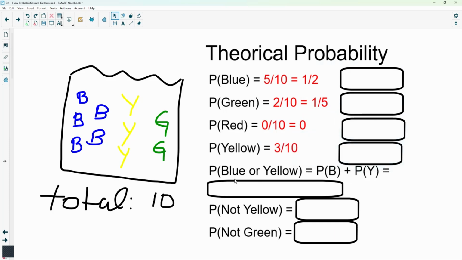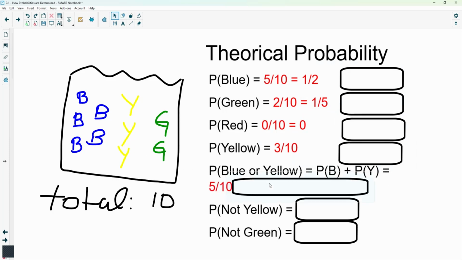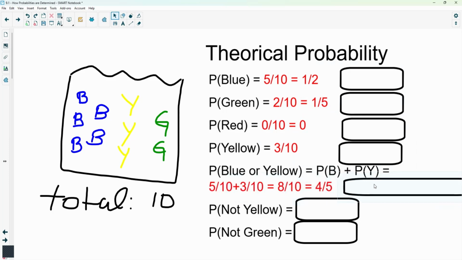Yellow, you got 3. And then the probability of blue or yellow, since they're mutually exclusive, you can add the probability of blue, which is 5/10, with the probability of yellow, which is 3/10, and you get a total of 8/10, which you can reduce to 4/5.